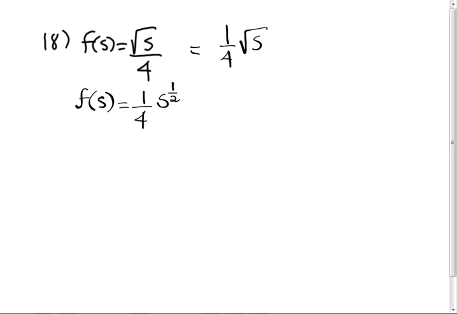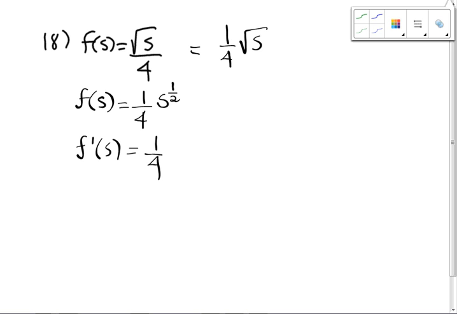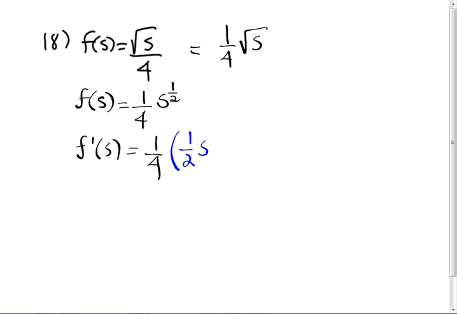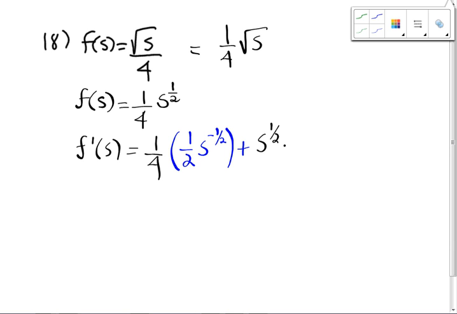Okay. So let's take the derivative. Okay, Riley? I'm going to do 1/4. Now, we didn't have the product rule before this, so you had to ignore the 1/4. But let's actually show you why I can ignore the 1/4. What's the derivative of s to the 1/2? It's 1/2 s to the what? Negative 1/2. Then, using the product rule, plus s to the 1/2 times the derivative of 1/4, which is 0.